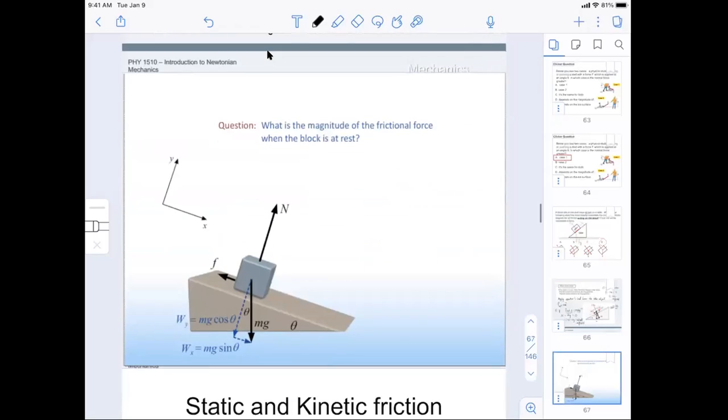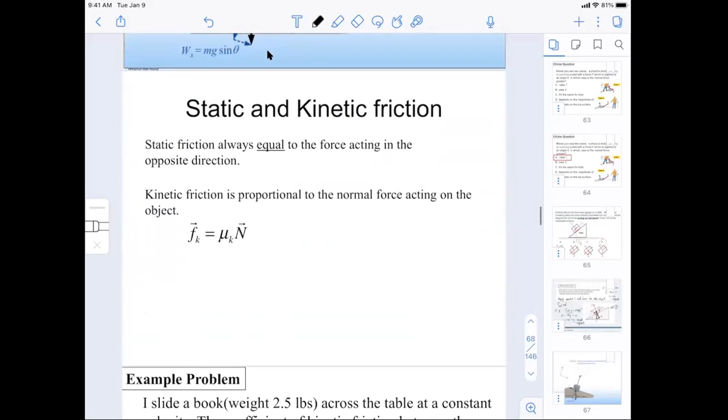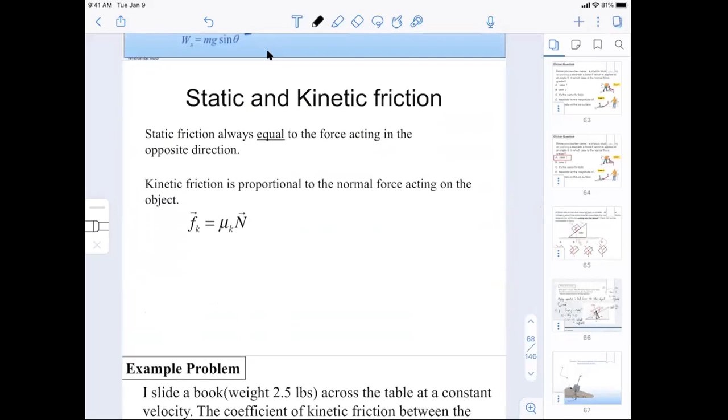Now, if you're curious about drawing this angle, here's another diagram to show how these components break down in terms of mg cosine theta and mg sine theta. The trick is to remember that if the ramp is 30 degrees, then this angle is the same angle, 30 degrees. Okay. Now let's look at static and kinetic friction in a little more detail.